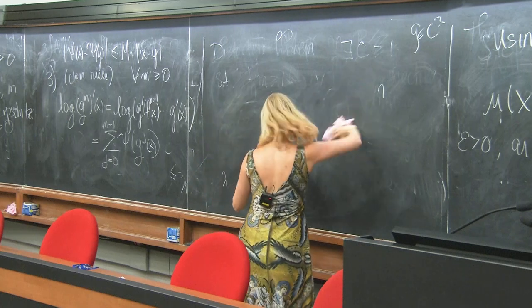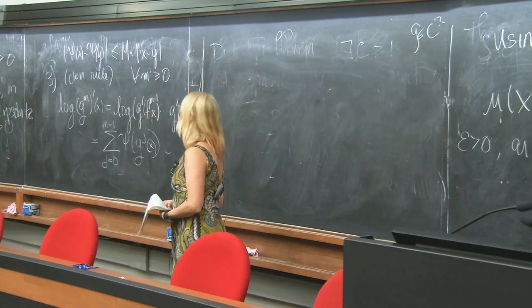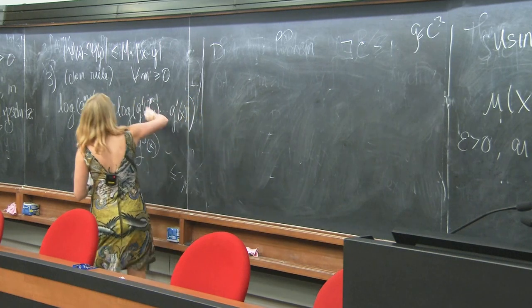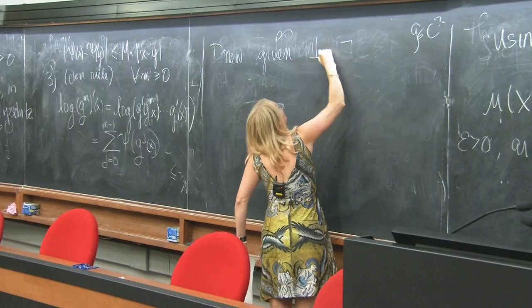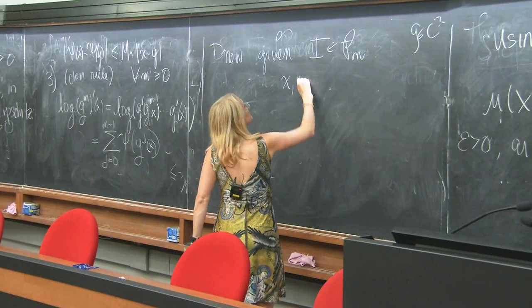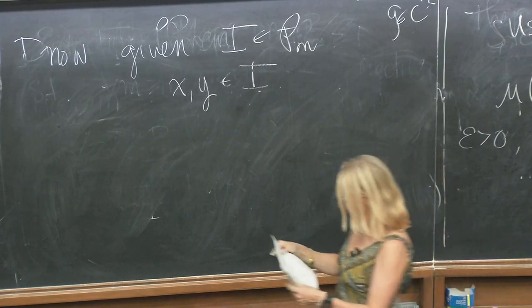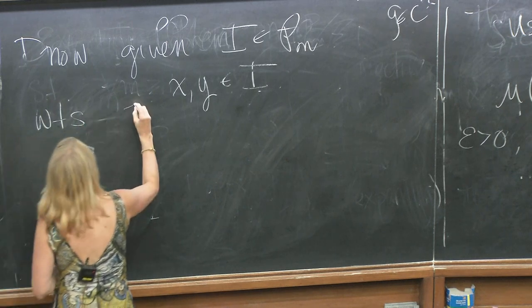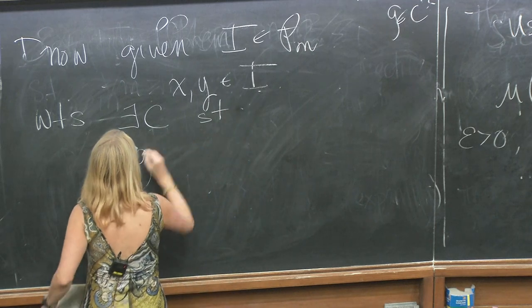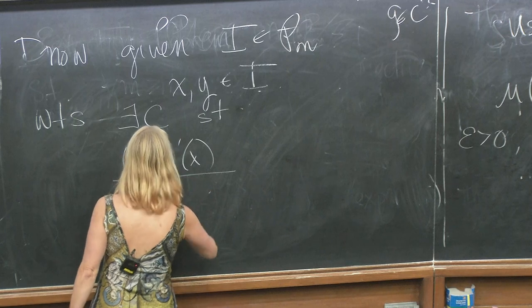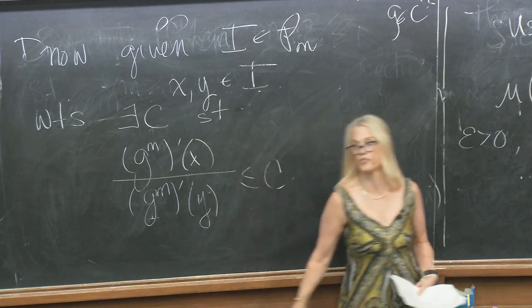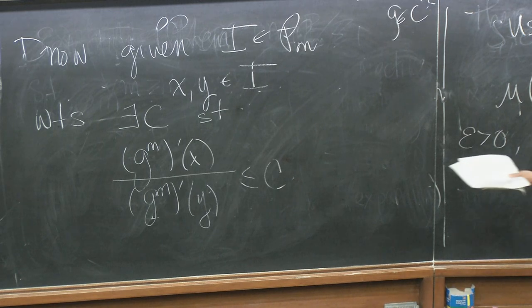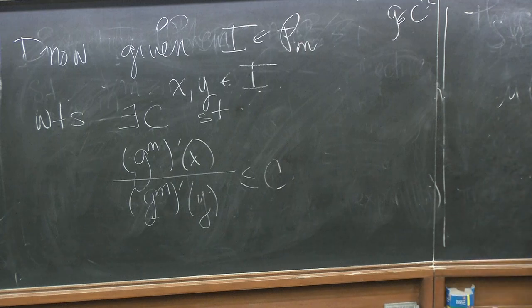And I guess I shouldn't have erased what I want to prove. So let's use G. Sorry. Okay, so now, if we're given I in P_m, and we're given two points x, y inside of I, we want to show that there exists a C such that g to the m prime of x divided by g to the m prime of y is less than or equal to C. That would show that the sup over the inf is less than or equal to C. So you take a point that achieves the sup, you take a point that achieves the inf, and you take the ratio.